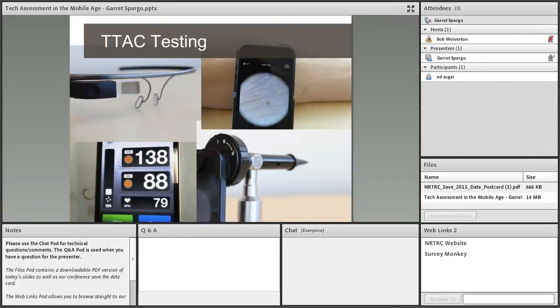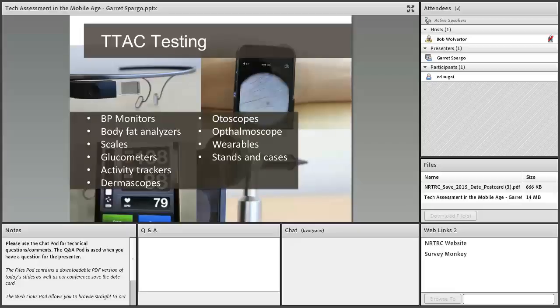Now, TTAC has been involved in testing this stuff here for a couple of years now. We have looked at quite a few devices. Generally speaking, blood pressure monitors, body fat analyzers, scales, glucometers, activity trackers, dermoscopes, otoscopes, ophthalmoscopes, a couple of wearables, most notably the Google Glass, and then stands and cases, including another one that is a kind of pan and tilt mount for a tablet, so you can do video conferencing and still maintain pan and tilt. So a whole host of things, ranging from the more clinical to the more administrative and just generally useful, and then plenty of devices that, no offense to the manufacturers, are not that useful. We spent a ton of hours looking at a ton of devices, and there's a lot of neat stuff out there, but there are also a fair share of headaches.